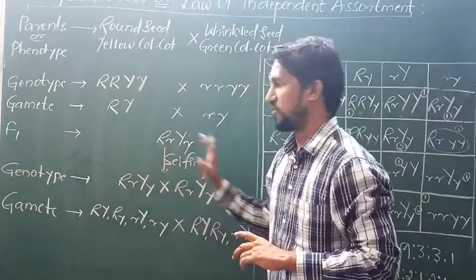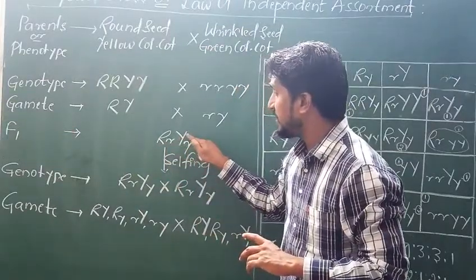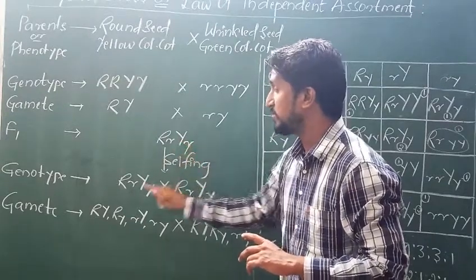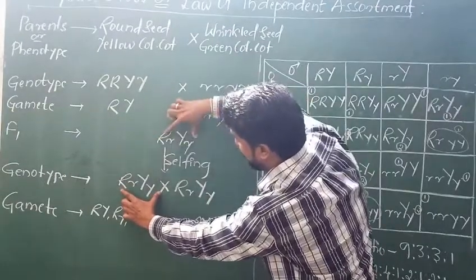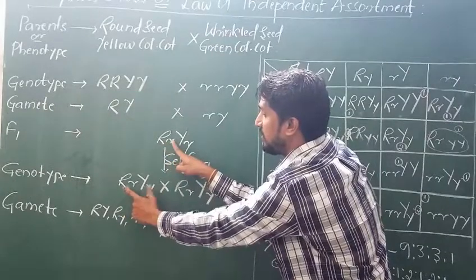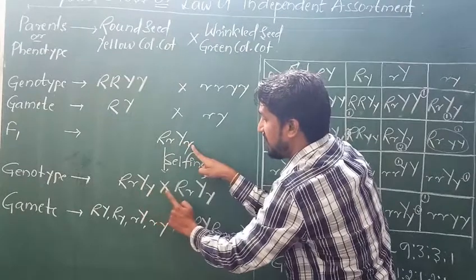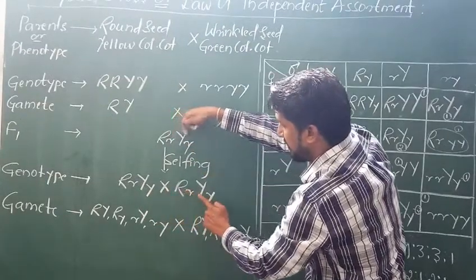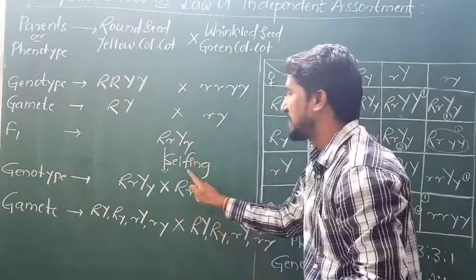F1 has been formed. The same capital R small r, capital Y small y is selfed. Selfing means the same is crossed with the same. That is, capital R small r, capital Y small y is crossed with capital R small r, capital Y small y. That is said to be selfing.